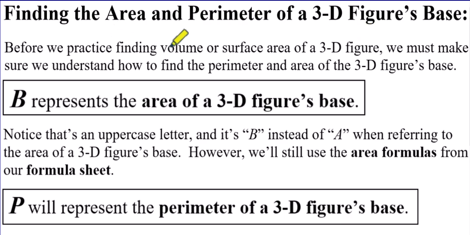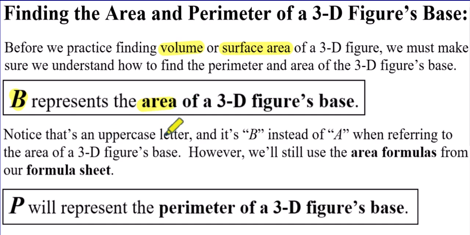Before we practice finding volume or surface area of a 3D figure, we must make sure we know how to find the perimeter and area of a 3D figure space. Why? Because those are components of their formulas for volume and surface area. So let's get started. Capital B represents the area of a 3D figure's base.